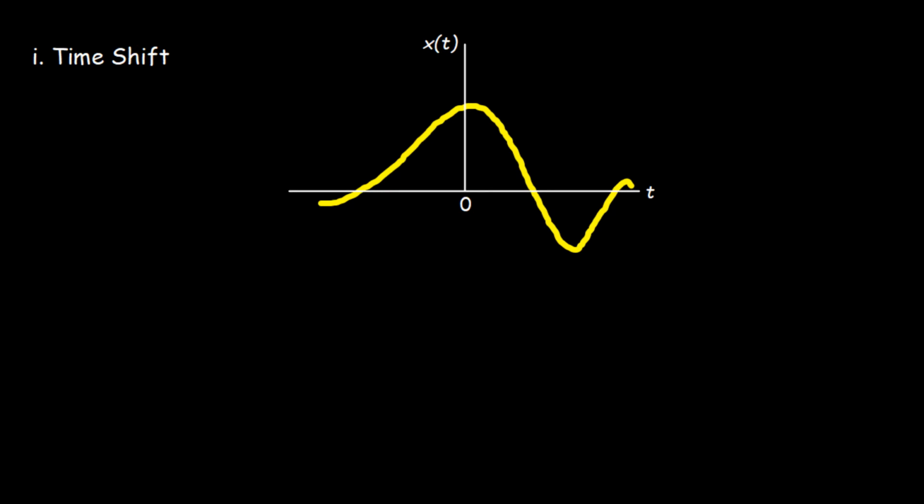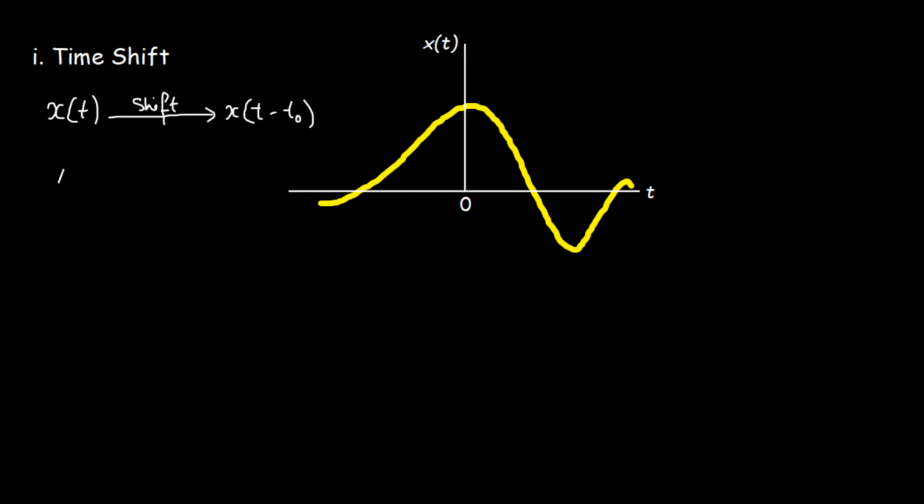So we can do a time shift for a continuous time signal as well. So assuming that we have a continuous time signal given by x of t, when we do a time shift, the new signal becomes x of t minus t naught. So depending upon the value of t naught, we can get either an advanced version of x of t, or we will get a delayed version of x of t.